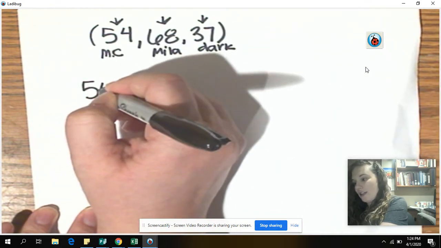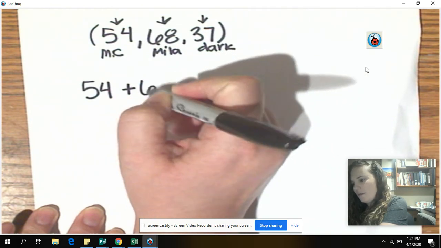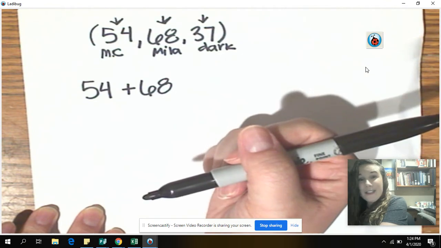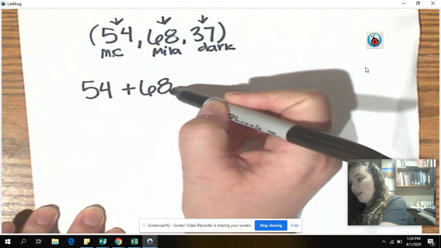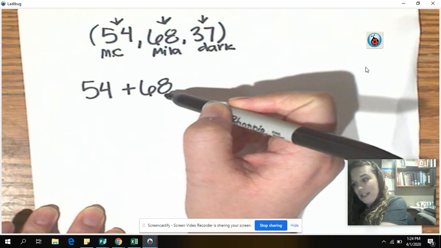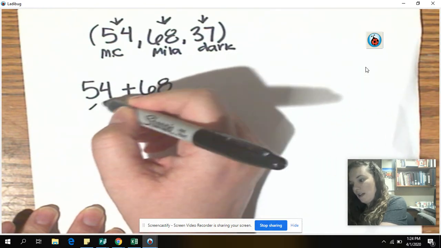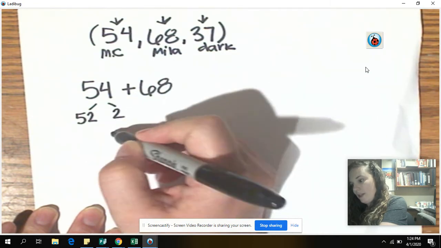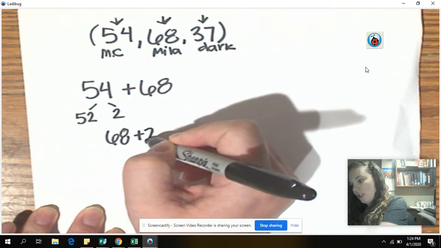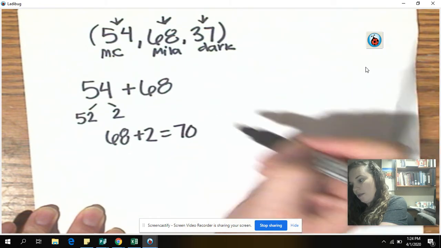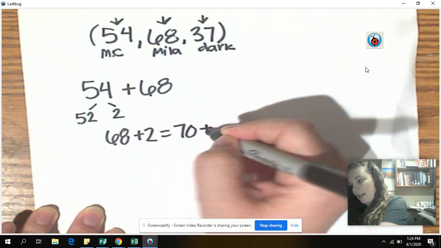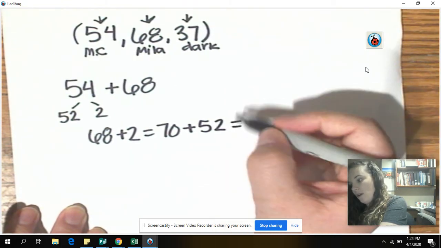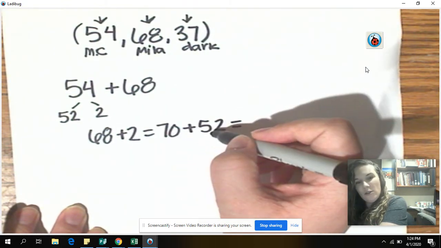So you can add those however you feel comfortable. 54 plus 68. I like to always find those friendly numbers. This is so close to 70. So I'm going to take my 54 and decompose it into 52 and 2. And I'm going to take 68 plus 2, which will get me to 70. Then I'm going to add that 52 back in, plus 52. And that's going to go over 100.